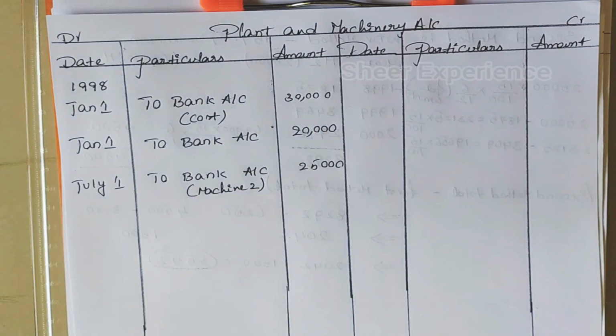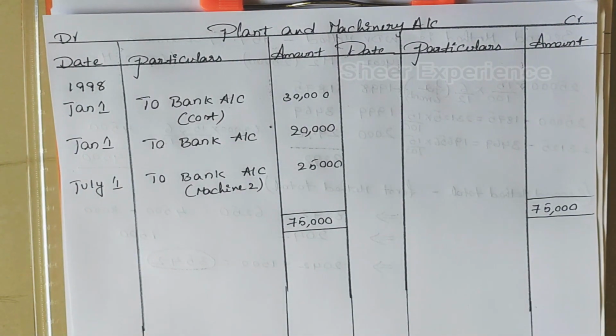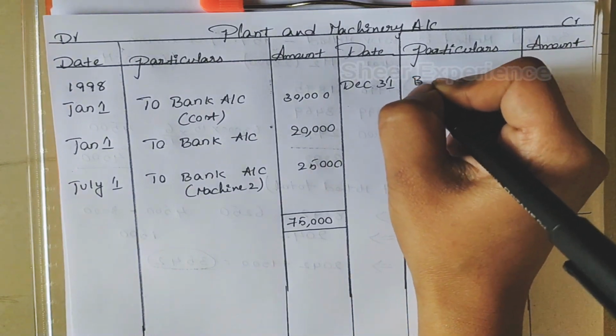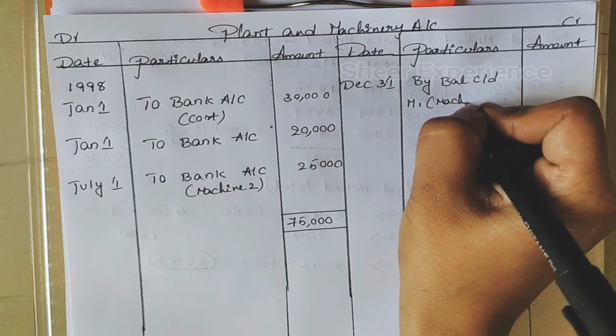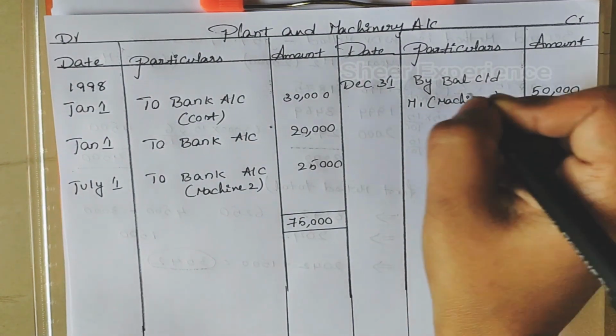We did not purchase or sell any other machines in this year. Since we are maintaining a provision for depreciation account, we are not charging any depreciation in the plant and machinery account. Now we will balance on both the sides. Total is 75,000. We will mention this on both the sides. On the credit side, we mention the date as 31st December and in the particulars column 'by balance carried down'. And we will mention Machine 1 and Machine 2 amounts.